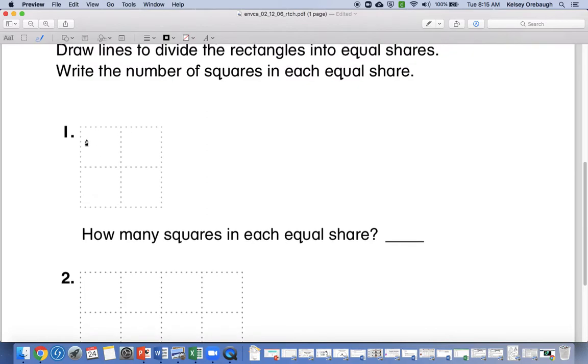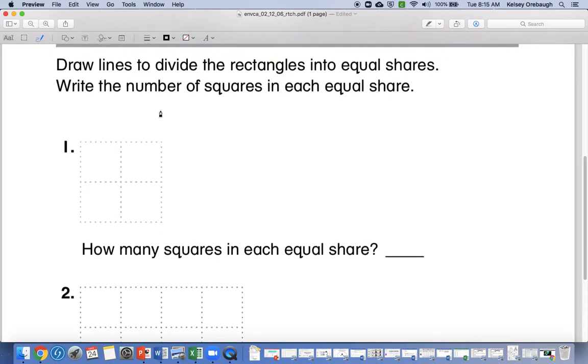So let's look at this square. We see that there are 2 on the top, 2 on the bottom, or you can say 2 on the left, 2 on the right. So let's show 2 different ways to divide this rectangle into equal shares. We can go straight across, which will leave us with 2 equal shares with how many squares in each row? 1, 2, 1, 2. All right?